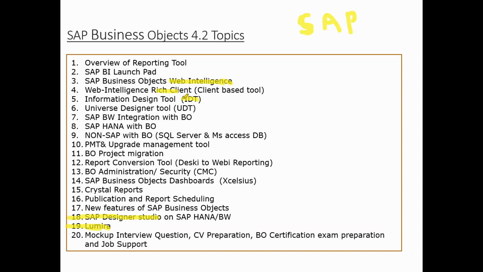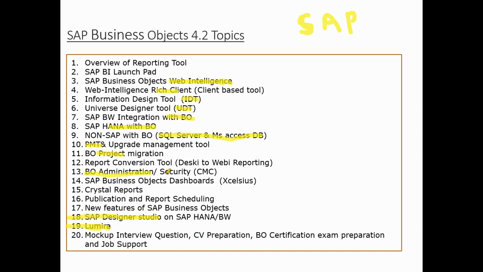We are going to design the universe using the IDT and UDT, how to develop reports on top of the BW system, how to create reports on top of SAP HANA. And also we are going to use SAP SQL Server and Microsoft Access DB to develop a universe. And also we are going to cover project migration and how to promote the reports from the development system to the quality system to the production. And also we are discussing the administration part as well.